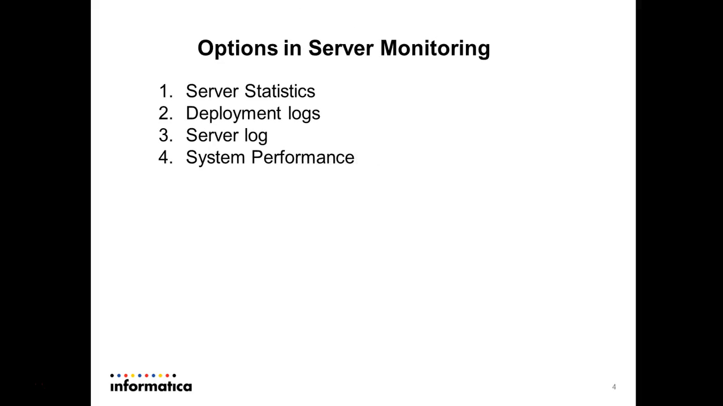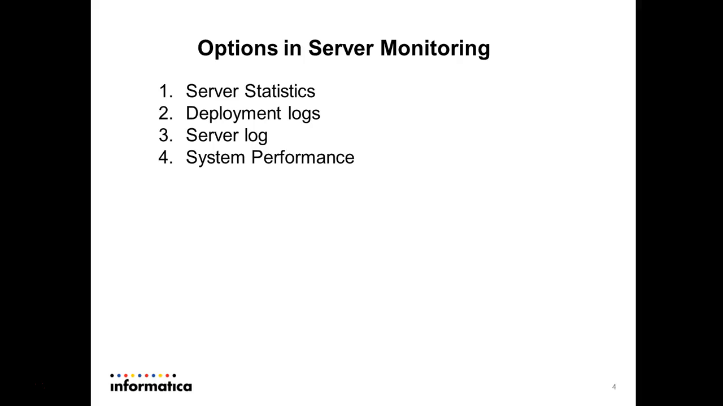So what are the different options we have available in server monitoring? We have 4 options available. One is server statistics, the second one is deployment logs, the third one is server log, and the fourth one is system performance. Coming to server statistics, it will show you all the statistics or all the key related performance issues in the server. And the second one is the deployment logs.